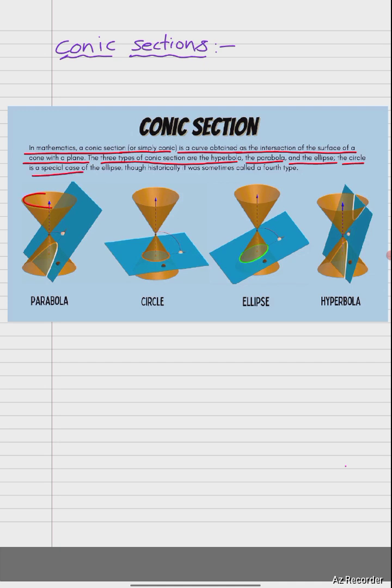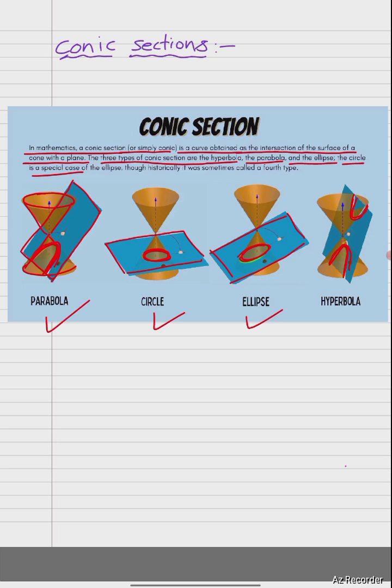Now see, suppose there is a cone like this, and we have a plane. This plane is intersecting the cone in this fashion. Whatever shape we obtain here is a parabola. If you intersect the plane with the cone in this fashion, we get a circle. In this fashion, we get an ellipse. And in the fourth case, it is a hyperbola. Mainly we focus on ellipse, circle, and parabola in this session.